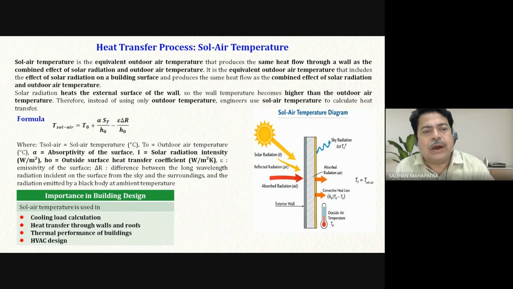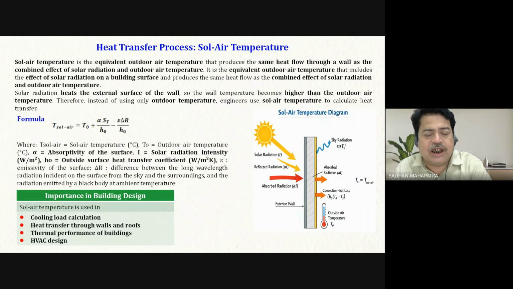Now, when we look at outdoor ambient temperature, say 35 degrees centigrade, what is happening? Radiation falls on the building wall. The building wall will absorb the heat from the solar radiation. What will be the temperature of the wall then? It will not be 35 degrees centigrade. It will be more than that because it absorbs the radiation. So if it absorbs the radiation, that means your temperature becomes higher.